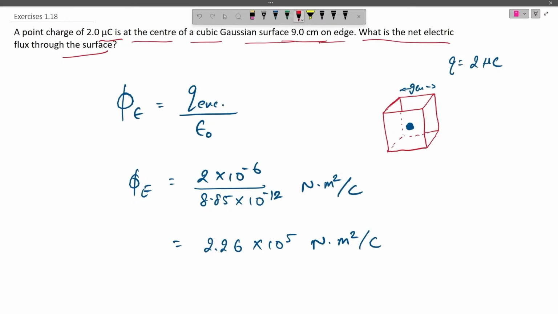Now we can apply Gauss law here. Gauss law states that the total flux outward or inward through the Gaussian surface is equal to the total charge enclosed within the surface divided by epsilon naught. We can use this formula straightforwardly to find the outward flux of this Gaussian surface. Substituting the values, we get 2.26 × 10^5 newton meter square per coulomb.